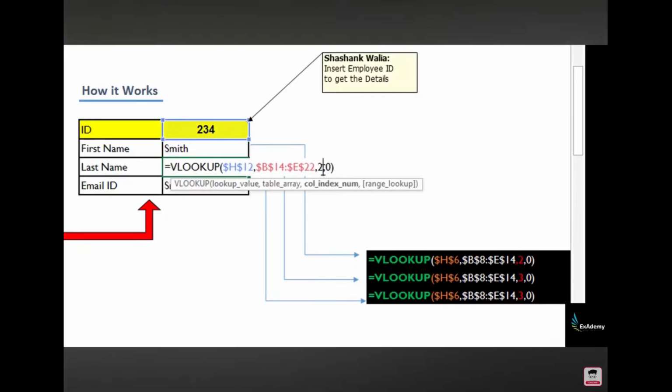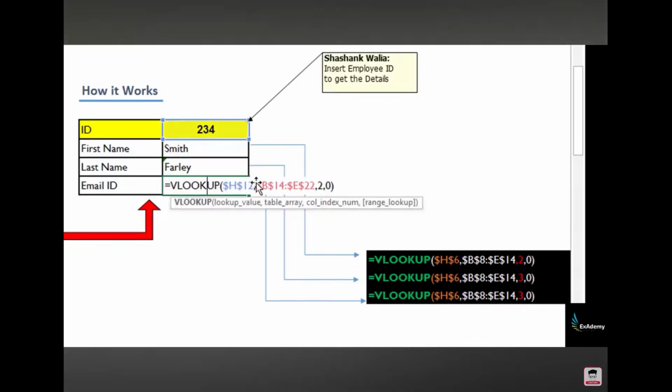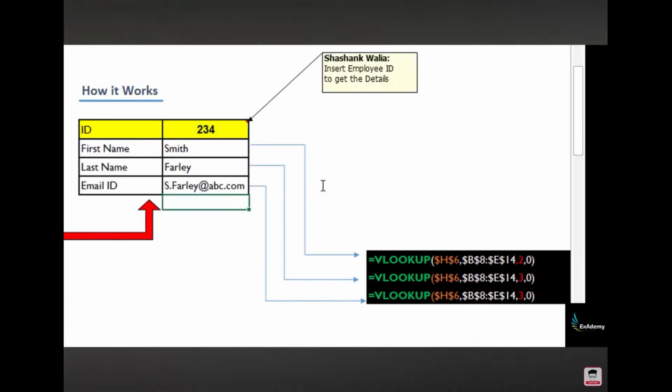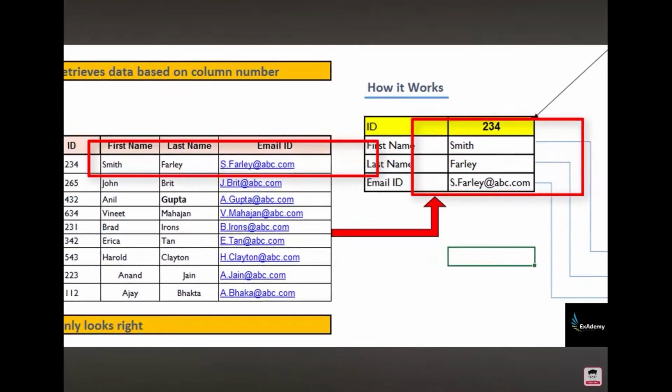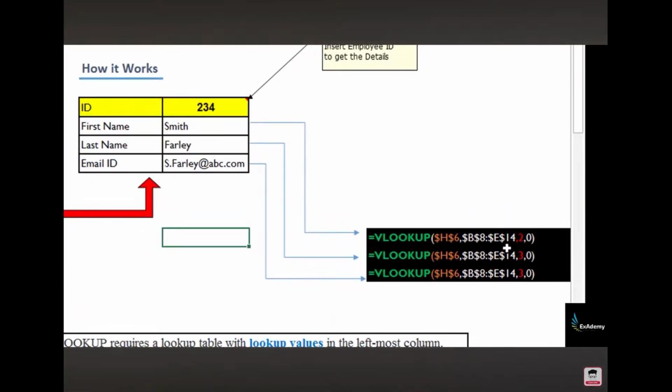Press enter and now drag the formula down to the cells below. Now change the column number here to 3. You will see the last name. Now change the column number to 4. You will see the email ID. So this is how VLOOKUP works when we change the column numbers. You can see here that in each cell we have the same syntax, the only change is the column number. You can see 2, 3, 4.